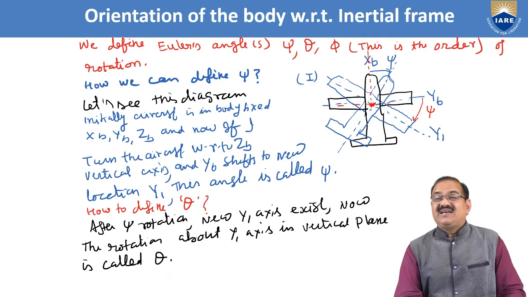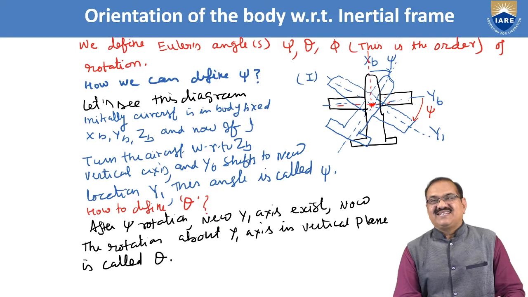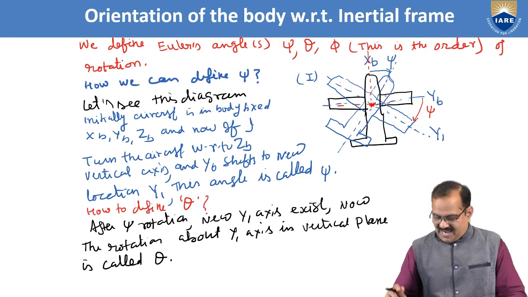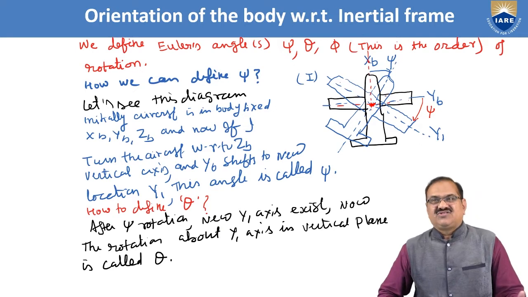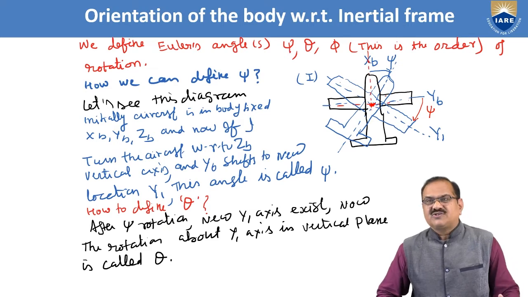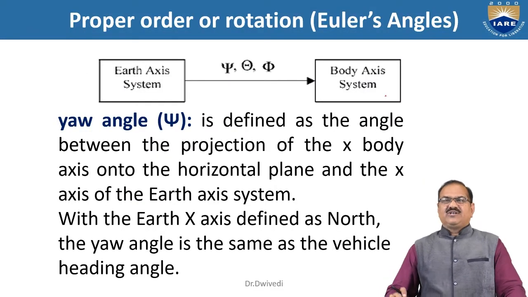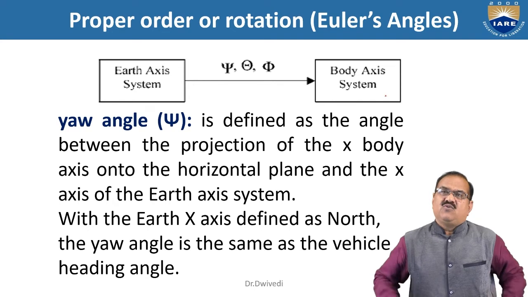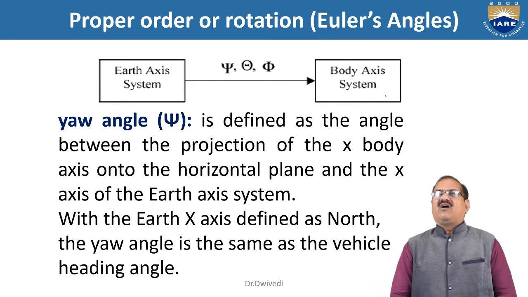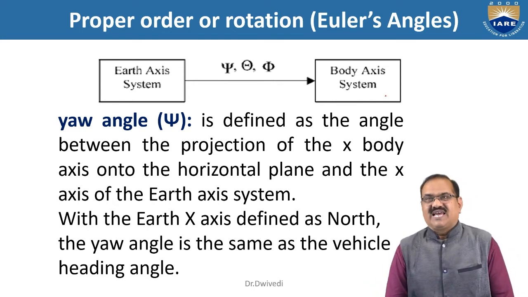Then it is called theta. Theta is also called the pitch angle or elevation angle. Okay, so like this we can define psi and theta. Rho also we can define. Now I have to see what is the proper order of rotation of Euler's angles.